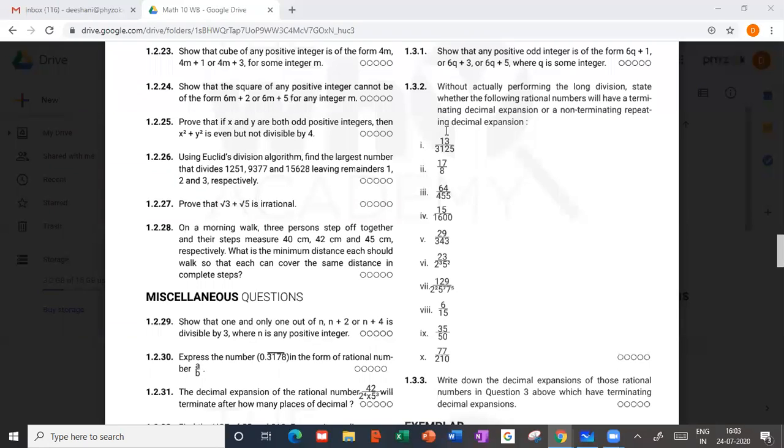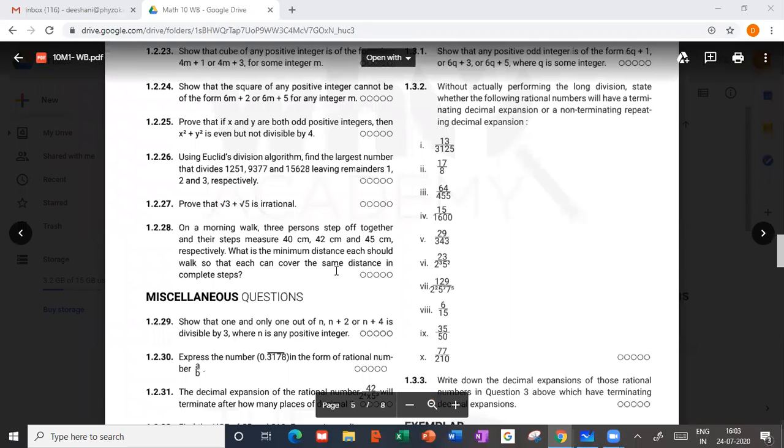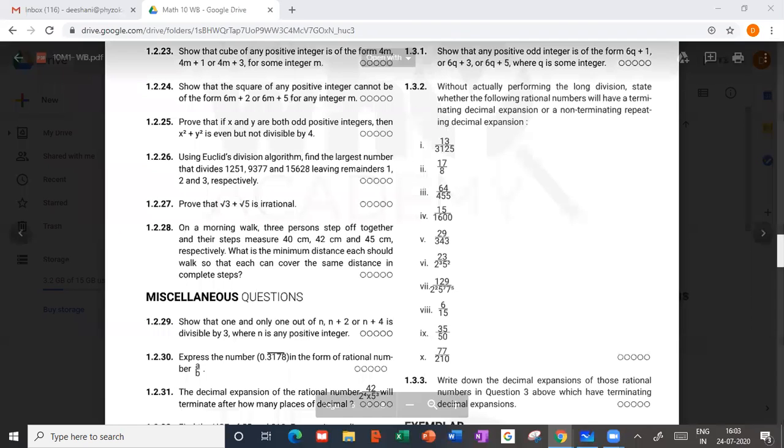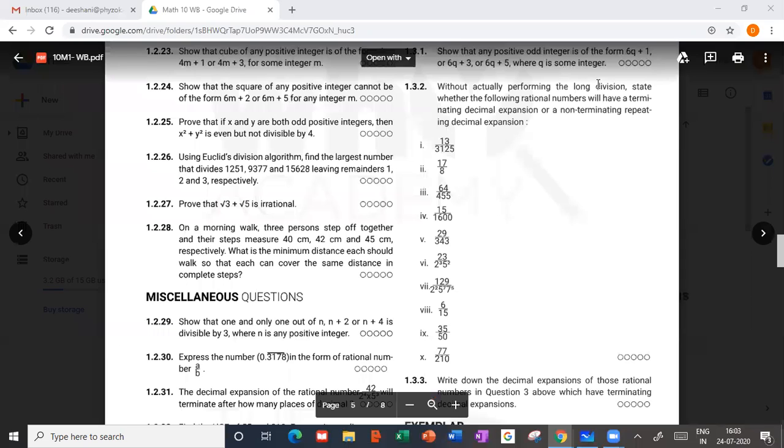So the LCM of 40, 42 and 45 will be 2520. Correct? So you'll just say what is the minimum distance will be directly 2520 centimeter. So I'm just discussing them, but I hope you all are solving these questions and writing them in your book. Okay? Right, just don't write, you need to find LCM. Find the LCM and write the value there. Okay.